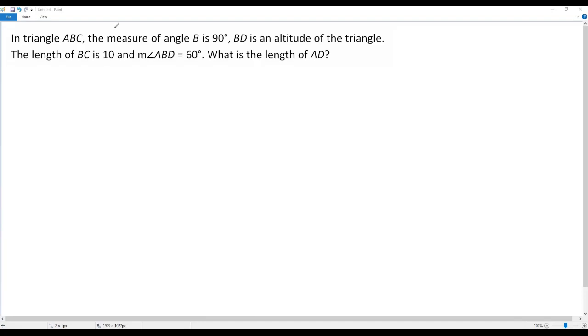Here we have a SAT math problem. Okay, let's go to the question. In triangle ABC, the measure of angle B is 90 degrees. BD is an altitude of the triangle. The length of BC is 10 and the measure of angle ABD is equal to 60 degrees. What is the length of AD?